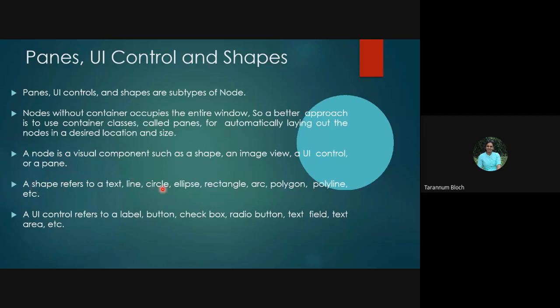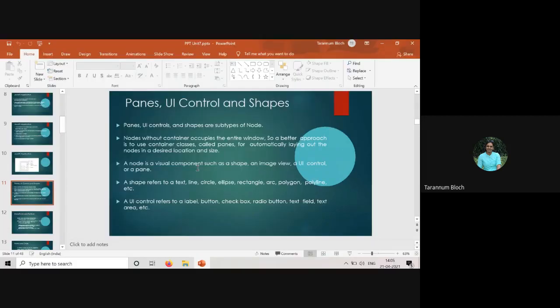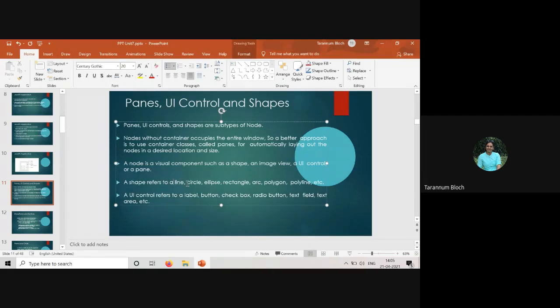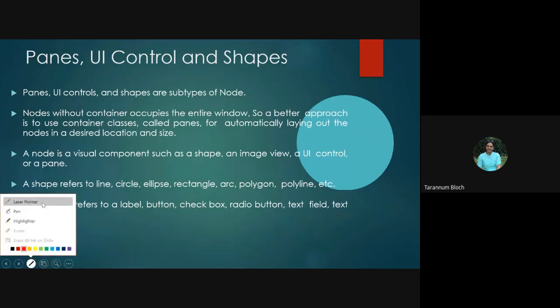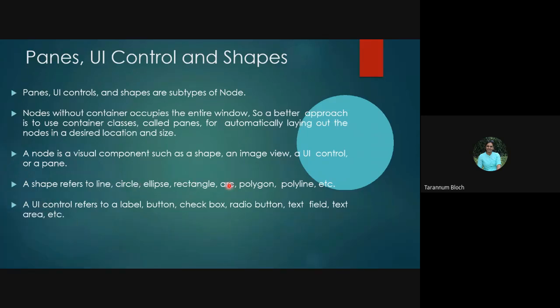And when I say shape, shape refers to line, circle, ellipse, rectangle, arc, polygon, polyline. All these are shapes, right? Sorry, text won't come here because we are talking about shapes, right? So we'll have line, circle, ellipse, rectangle, arc, polygon, polyline. All the geometric shapes are what we refer to as a shape.